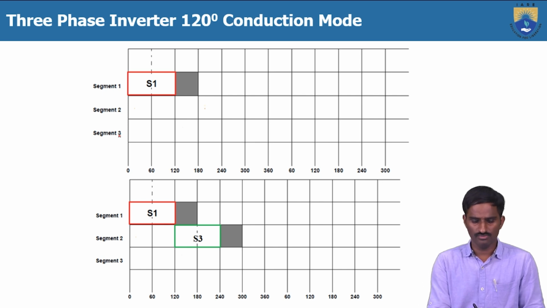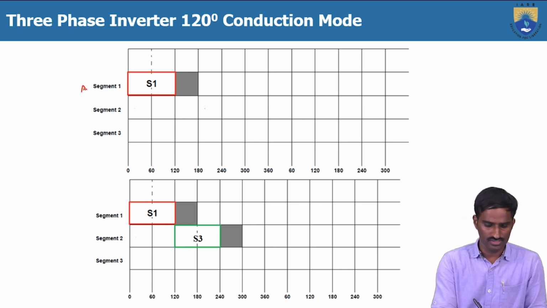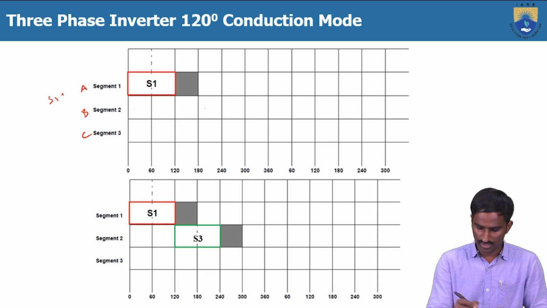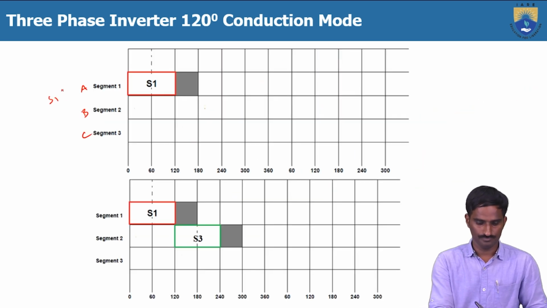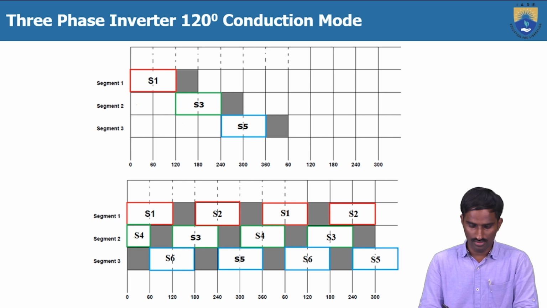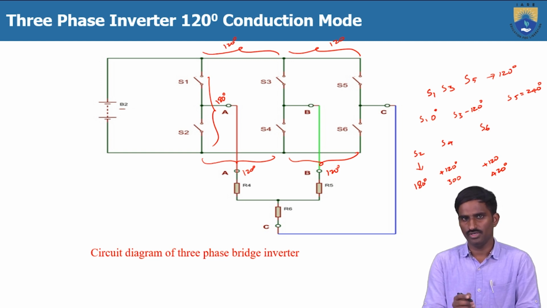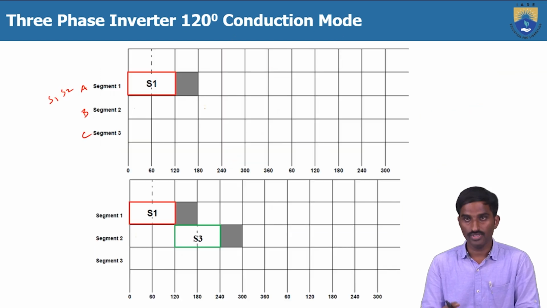First, we will go the same way here: segment 1, segment 2, segment 3, which means this is phase A, this is phase B and this is phase C. In phase A, what switches are there? S1 and S2. And in the other phases, S3 and S4, and S5 and S6. You can give these notations any way, because in the 3-phase converter 180 degree mode of conduction I had taken a different representation, where S1 and S2 were considered differently. That is not a problem, that's why I have considered a different sequence here.